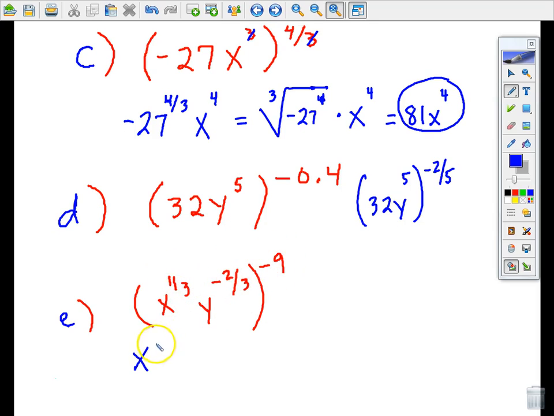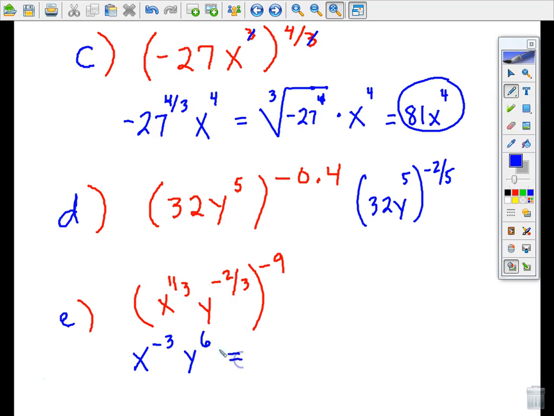1/3 times -9 is -3. And here we're going to have y to the -2/3 times -9. If you multiply those together, you can think of it as 18/3 positive, because it's a negative times negative. So we have 18/3, which is another way of saying y to the 6th.